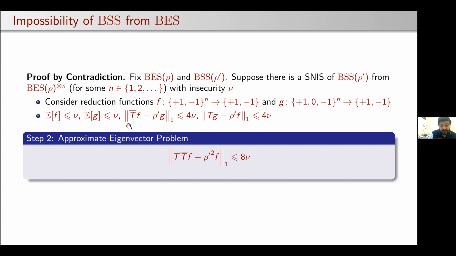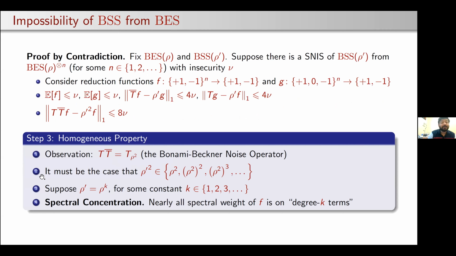Next, using the 2 constraints that I'm highlighting, we can get an approximate eigenvector problem. And using triangle inequality, we can conclude that T bar of f is parallel to f. That is, f is an approximate eigenvector of the matrix T bar. Starting from this property, there are some very interesting conclusions that one can draw.